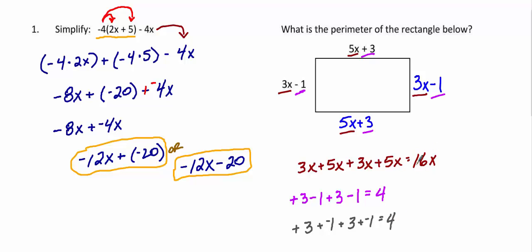This 4 can't be combined with that 16x. We cannot put them together. So our final answer, I'm going to stick it right inside, our final answer is the 16x plus 4. And that's going to get our box because that is a final answer.